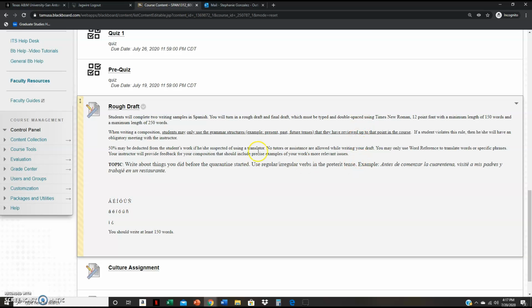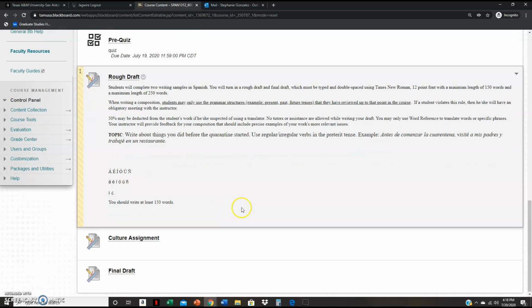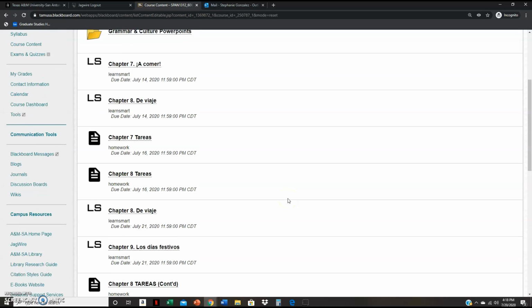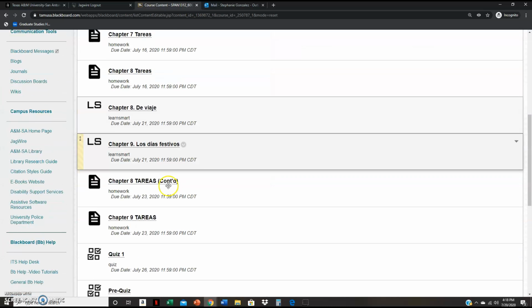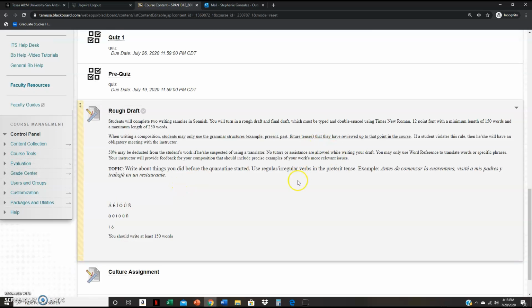Also, are you following the minimum length of words? Is it at least 150 words? Is it more than 250? Are you following the guidelines I sent out, which is double space, Times New Roman, 12-point font? And then I've given you here the accent marks that you may need when you are writing it, okay? So this is where you'll turn in your rough draft, in course content on Blackboard. And this is due Sunday before midnight, okay? So you've got these things to work on this week.